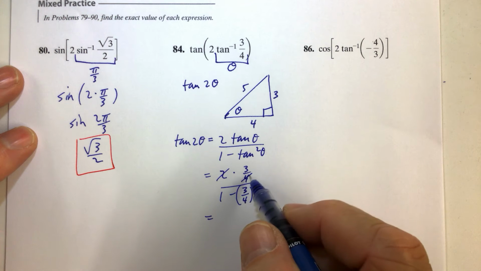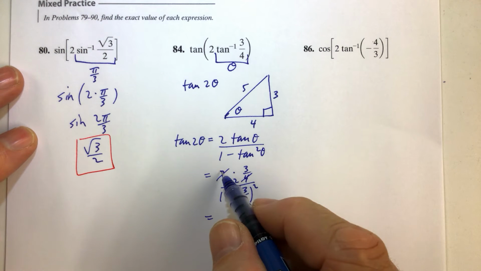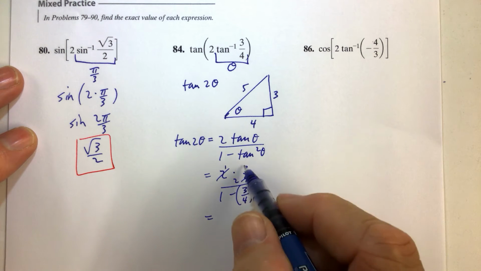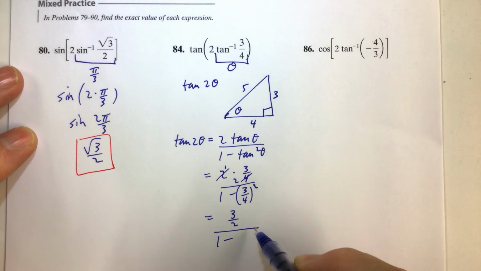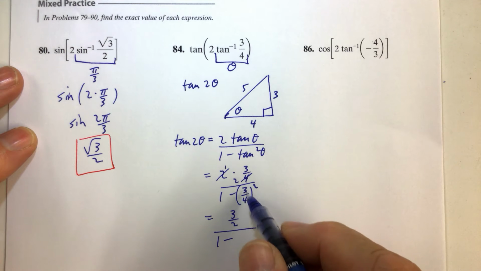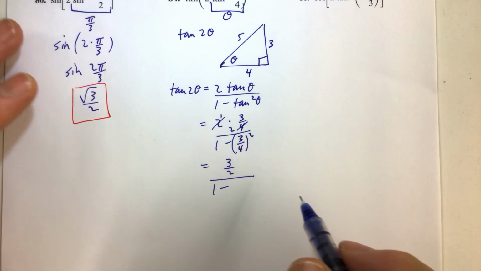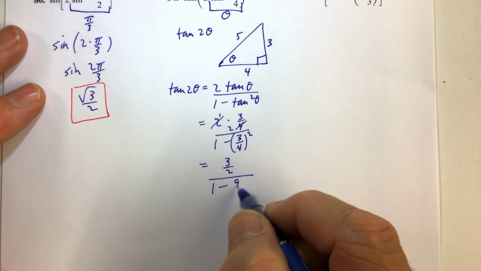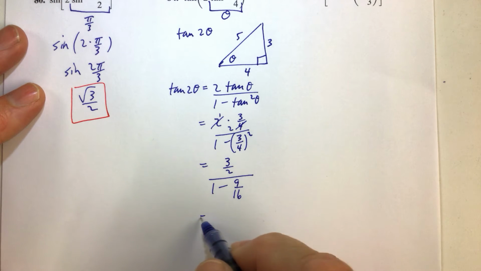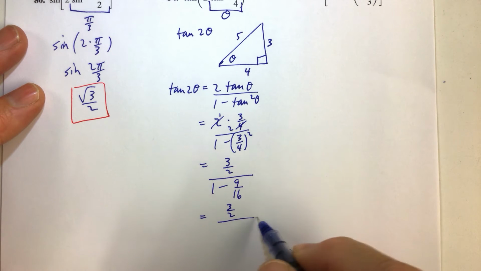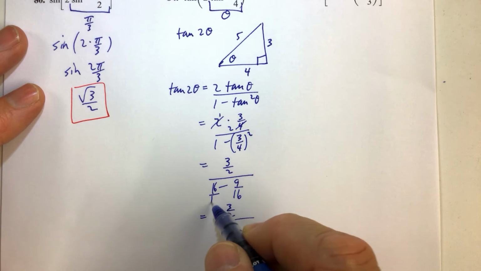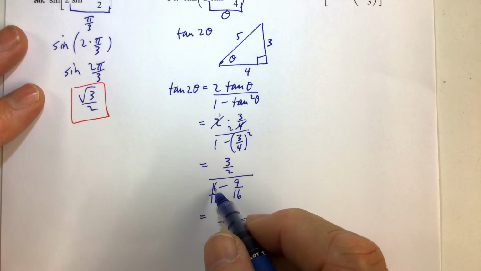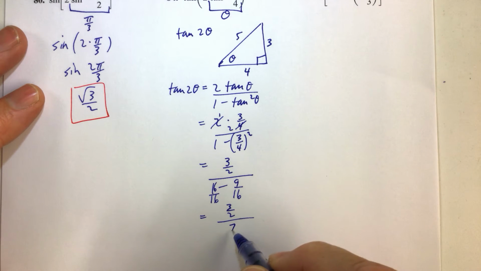2 times 3/4. Well, 2 goes into 2 once, 2 goes into 4 2 times, so the numerator becomes 3/2. The denominator becomes 1 minus 3/4 squared, and 3/4 squared is 9 over 16. Let's simplify that just a little bit more. 1 minus 9 over 16 is 16 over 16 minus 9 over 16, which 16 minus 9 is 7.